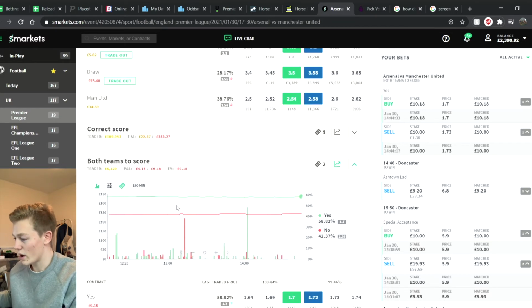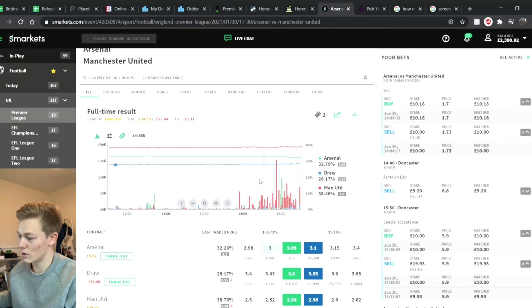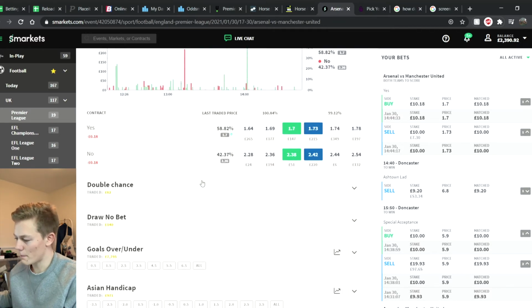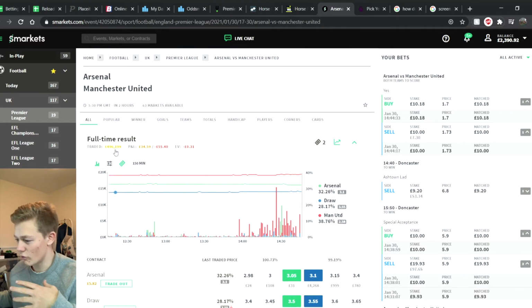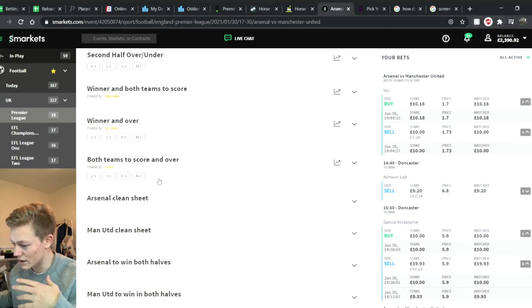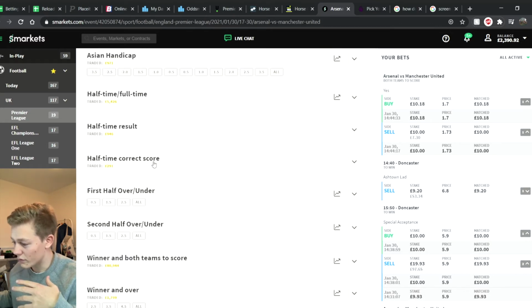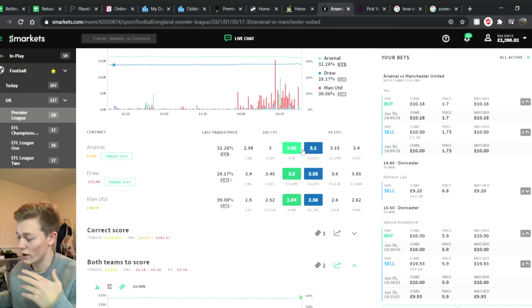For example, we only have a spread here of 0.05 in the Arsenal to win market of the full-time result, which has 500 grand in it. However, if we scroll down to something that has way lower liquidity, like the half-time correct score market, we can see that the nil-nil correct score market for the first half has a slightly higher spread of 0.15 between the back and the lay price, which is a little bit higher than the 0.05 that we had for Arsenal to win in the full-time result market.